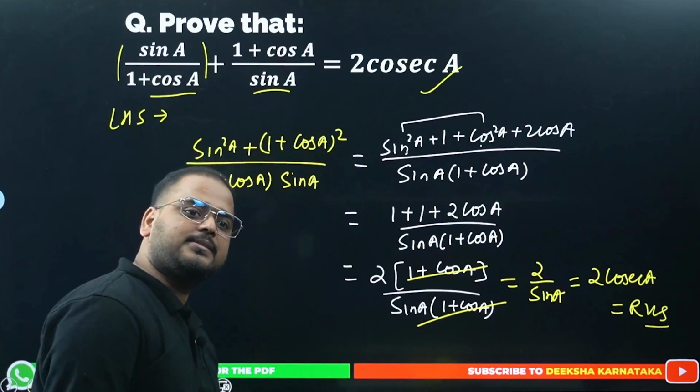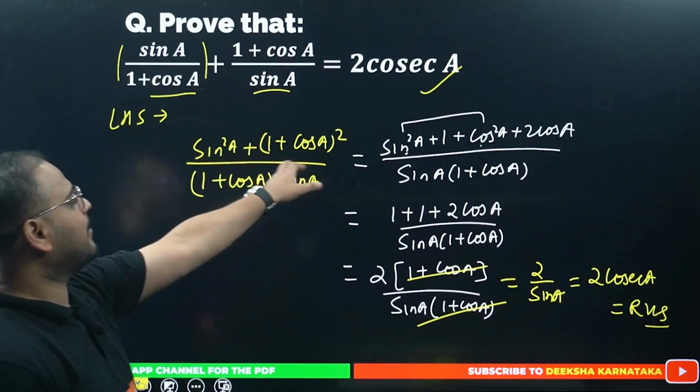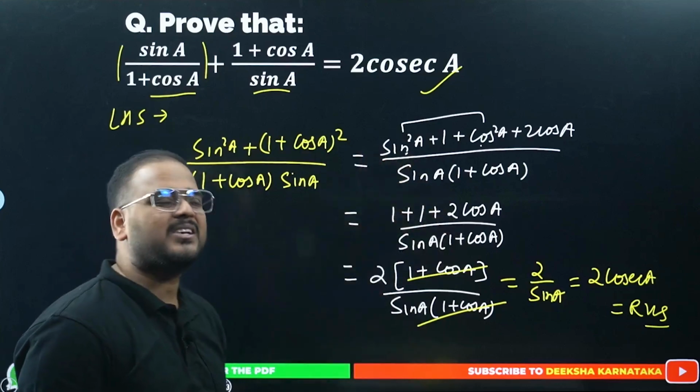Easy. Very easy. Excellent. What did we do? Just squared it up and simplified. Took the identity sin square plus cos square as 1.